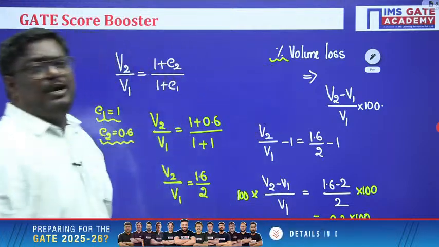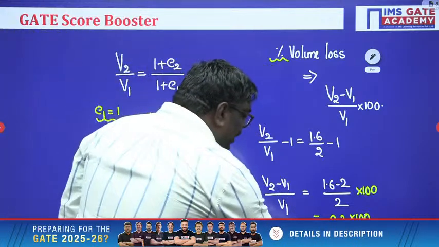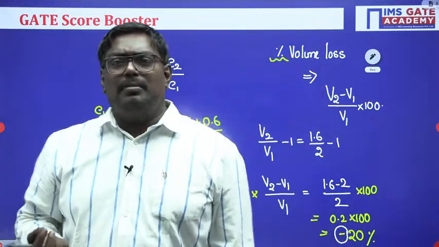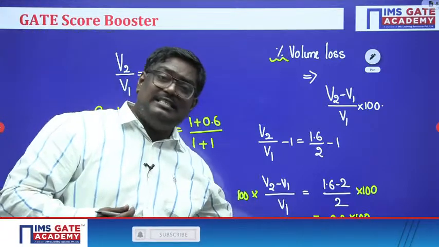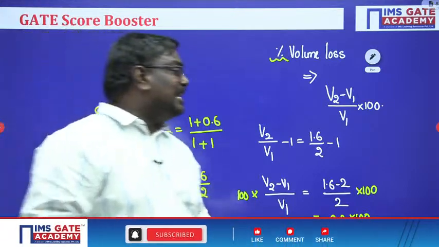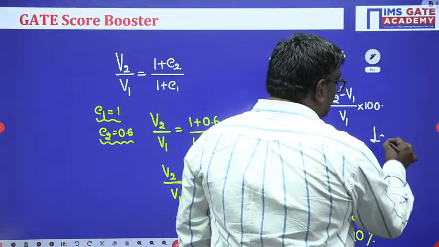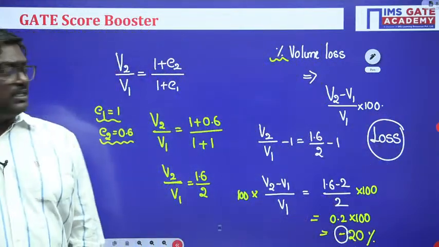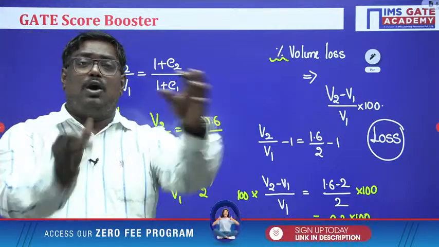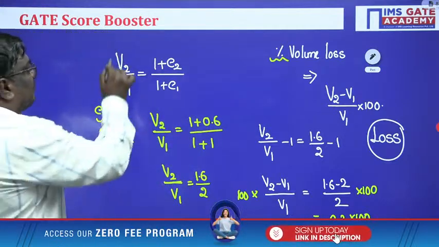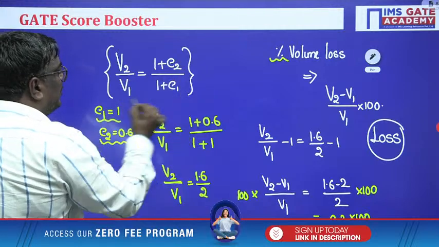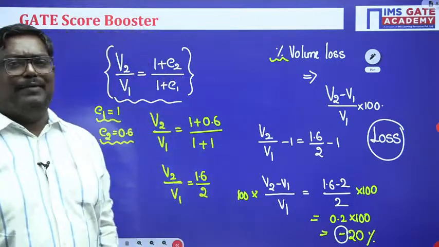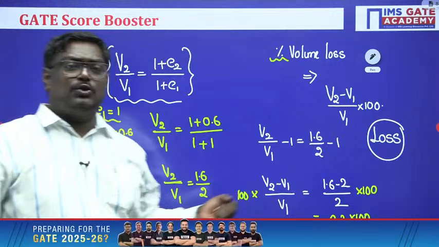Most of the students might ask me this doubt: sir, here you have kept minus. What does that minus indicate? This minus indicates nothing but the loss. I hope you are clear, my dear students. So, the biggest concept, the formula you have to remember here, is V2 by V1 is equal to (1 plus e2) upon (1 plus e1). So, my dear students, here negative indicates a 20% loss.